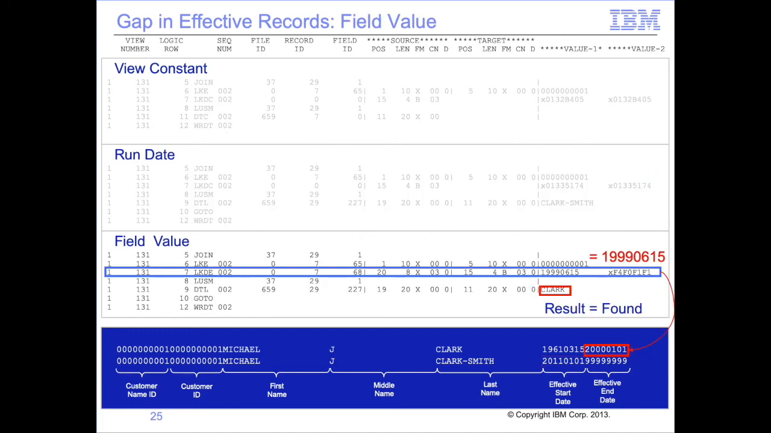The field value view primes the key with a customer ID 1 and an LKDE field value of 1999. The search returns the first reference file record with the start date of 1961. A comparison of the end date of 2000 to 1999 shows the record still effective, and thus results in a found condition. The view uses the last name Clark to build the output record.